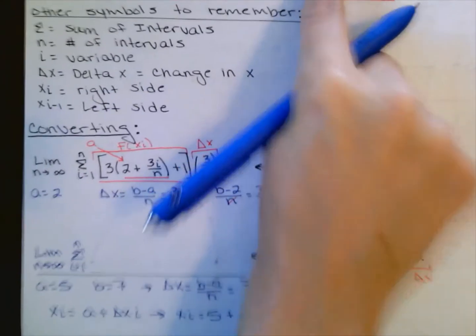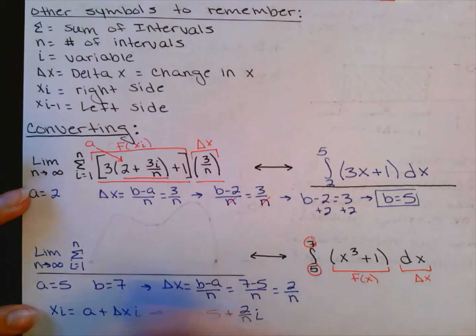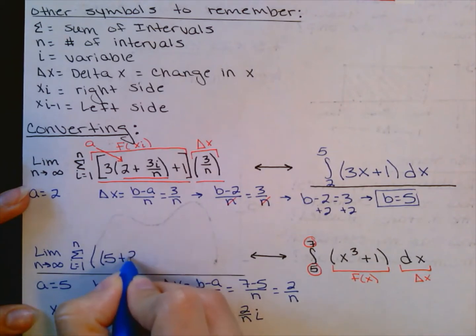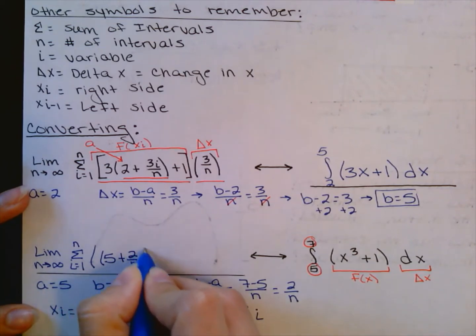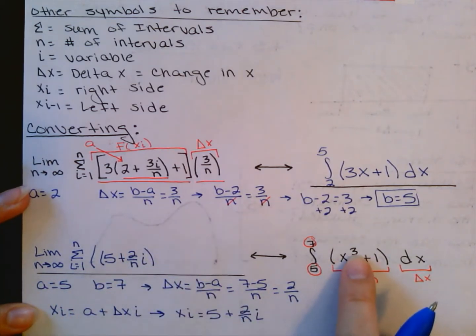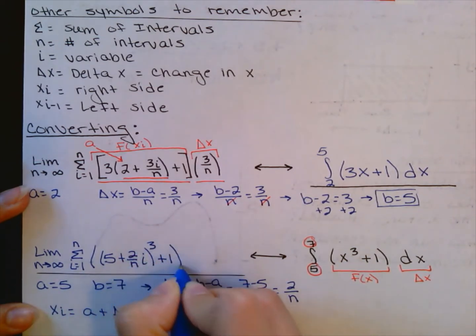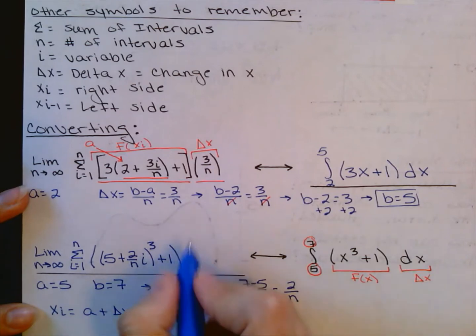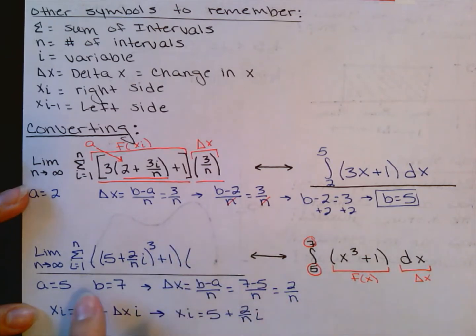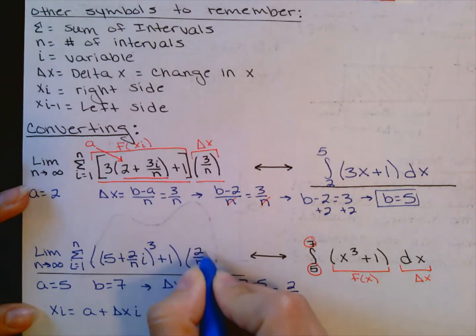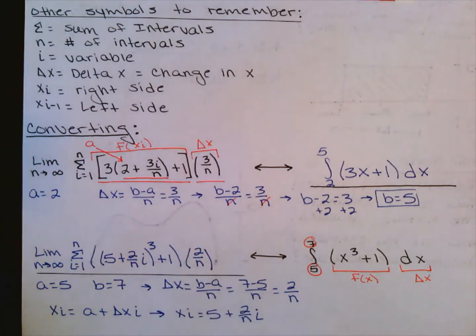Okay, so my function is x cubed, so instead of x, I'm going to put my x sub i. And that's the x, so now I need to keep writing the cubed and the plus 1. And then instead of dx, I'm just going to write delta x, which we said was 2 over n. And now I'm done.